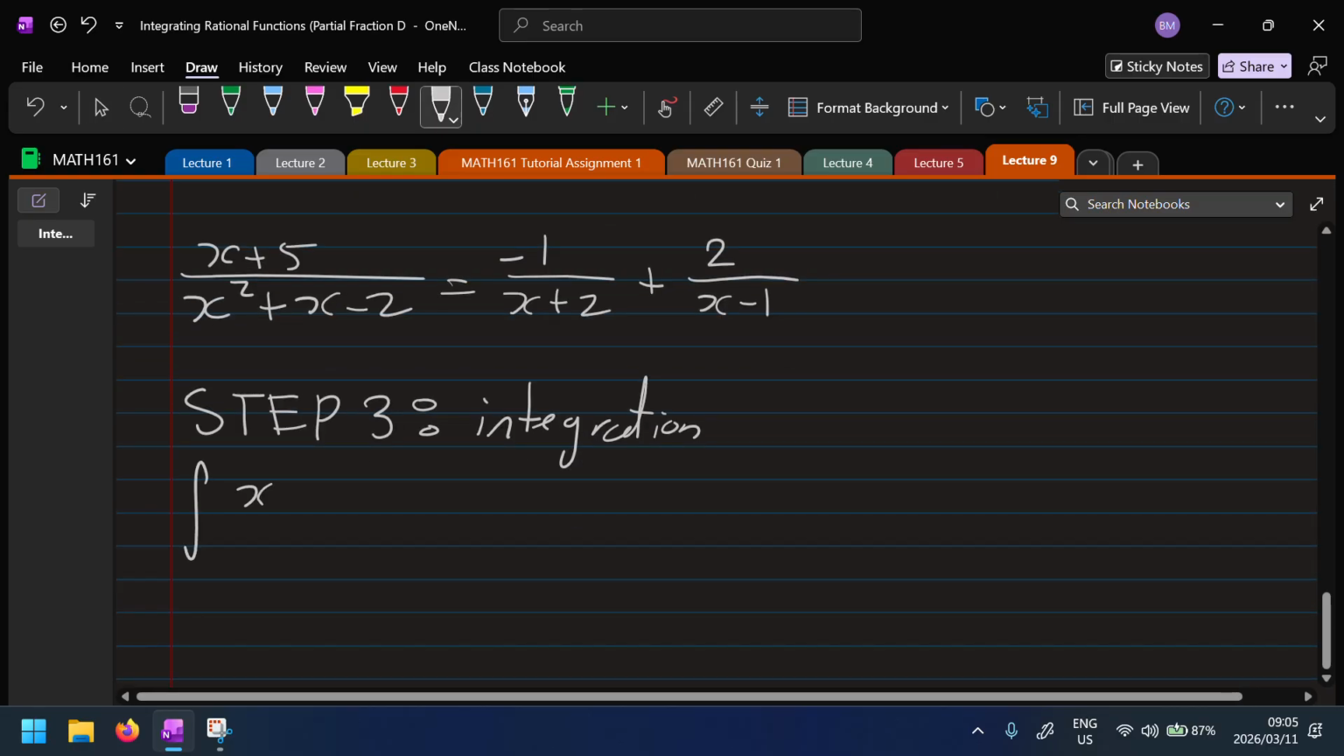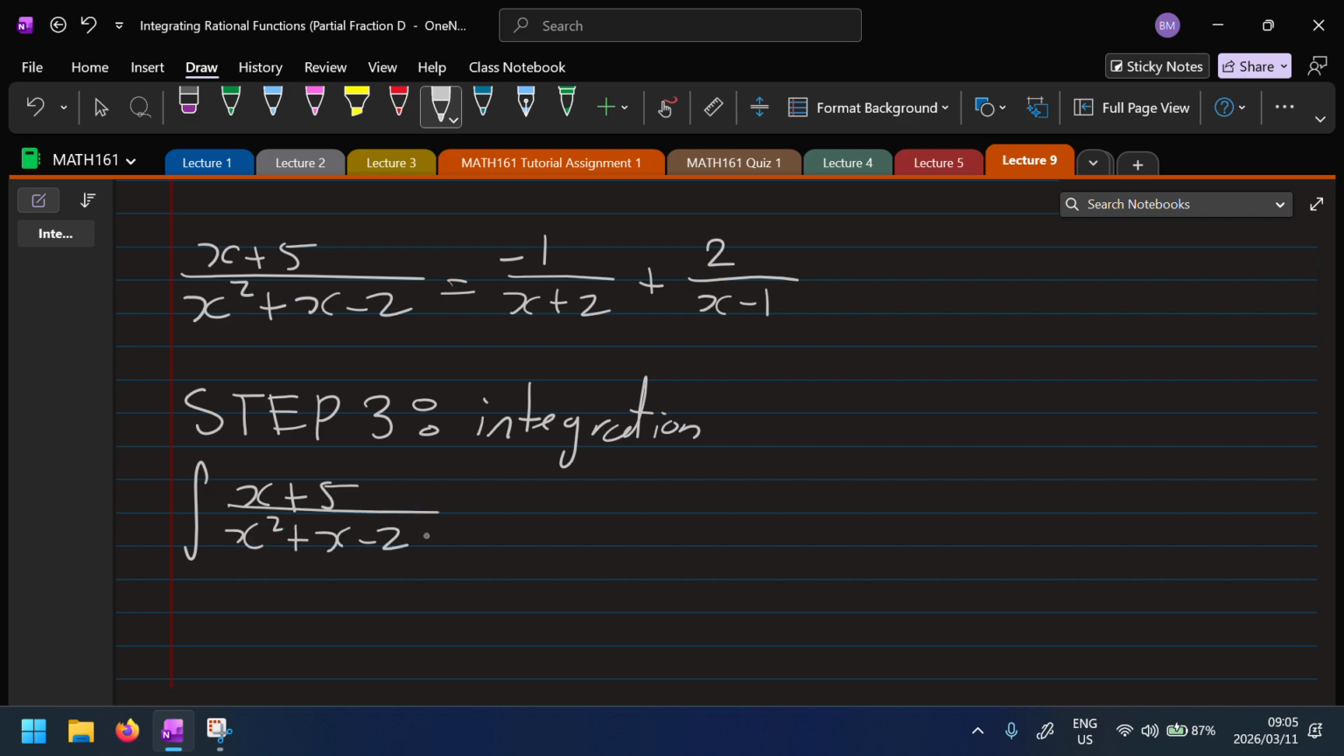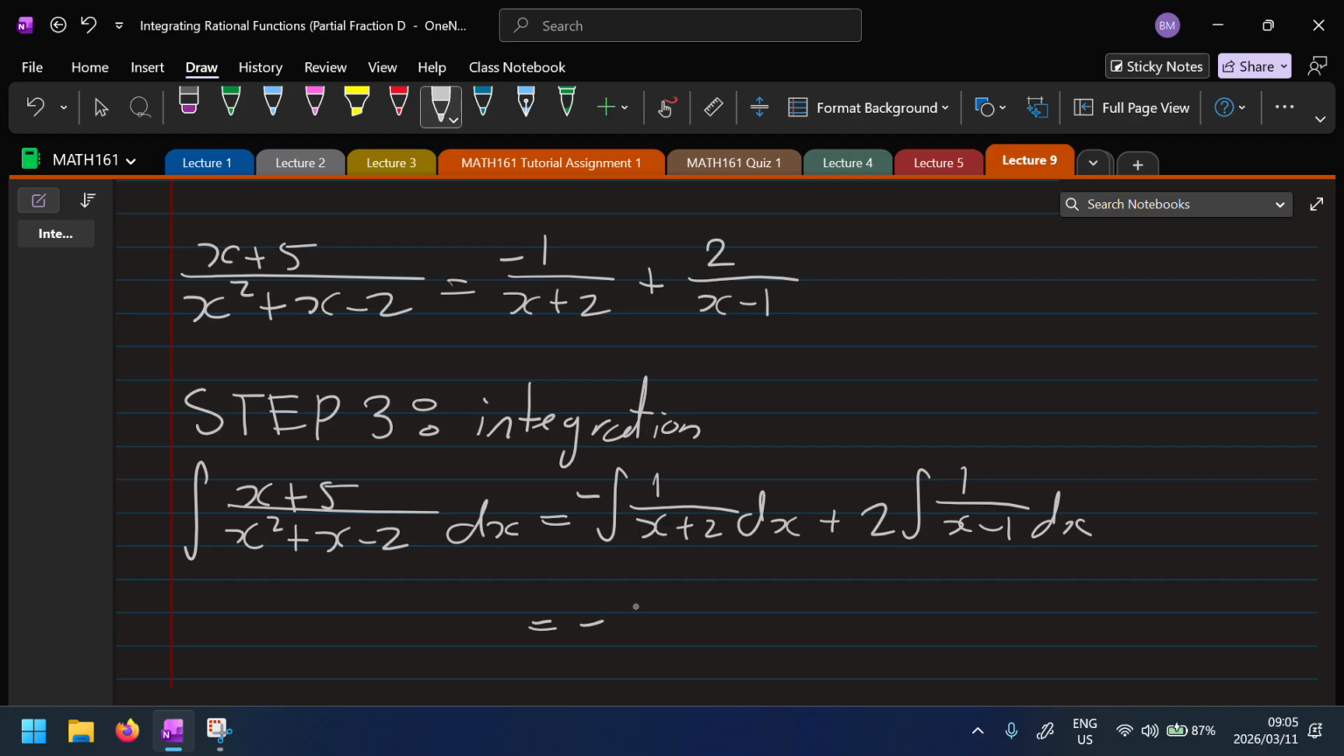So the integral of (x plus 5) over (x squared plus x minus 2) will be the integral of this. But now it's split up. We did the decomposition, so we can just do each one individually. So we have minus the integral of 1 over (x plus 2) plus 2 times the integral of 1 over (x minus 1). So we get minus the natural log of (x plus 2) plus 2 times the natural log of (x minus 1) plus c.